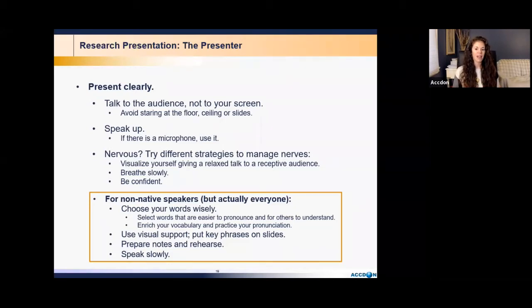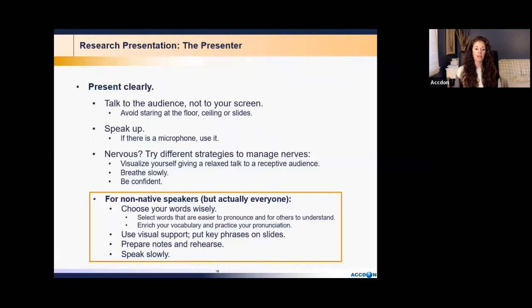And I do have this box highlighted here at the bottom, which is specifically for non-native speakers, but really I also want to emphasize this is really for everyone. You want to choose your words wisely. If you're not as comfortable with certain terminology, you want to select words that are easier to pronounce, if you have a strong accent and you're worried about your accent being a barrier to your audience understanding. But sometimes words are not difficult terminology, it's just easier for the audience to understand in general. So it's not a bad thing to choose simpler words to speak.